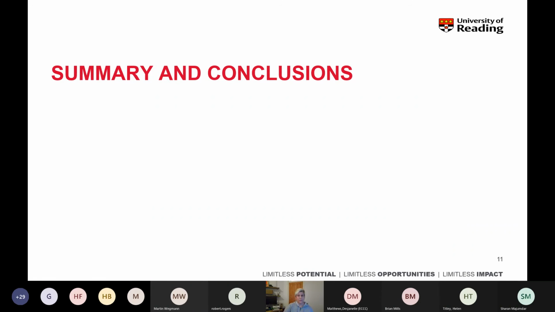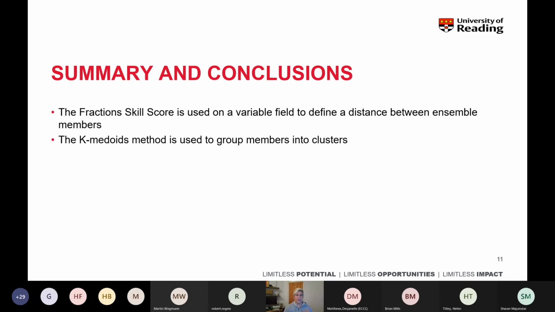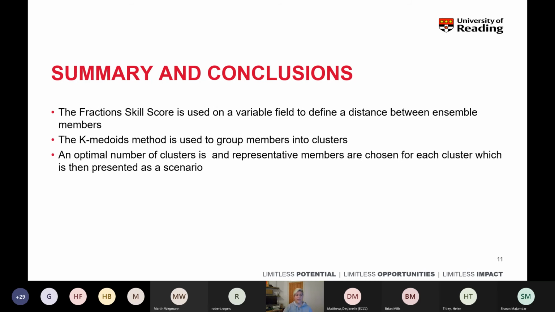So I'm just going to go over a summary of what the method is really quickly, and a few conclusions that we've been able to come up with, and then I'll open up for questions. So our method, we're using the fraction skill score on variable fields, in this case, the wet bulb potential temperature converted to a gradient field, to define distances between ensemble members, which we're then applying the k-medoids to in order to group them into clusters. And then the algorithm that I've developed is choosing an optimal number of clusters up to 6, and then choosing a representative member out of those clusters that best represents the scenario that we can then present to our forecasters.